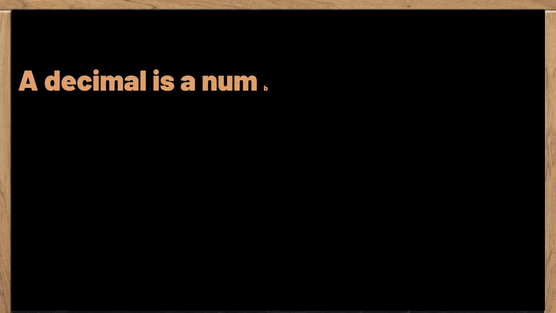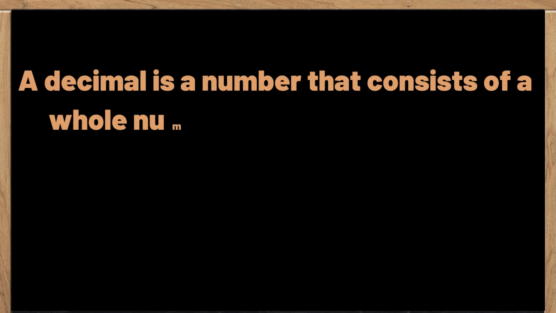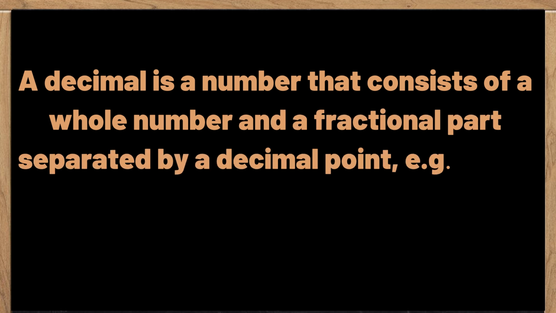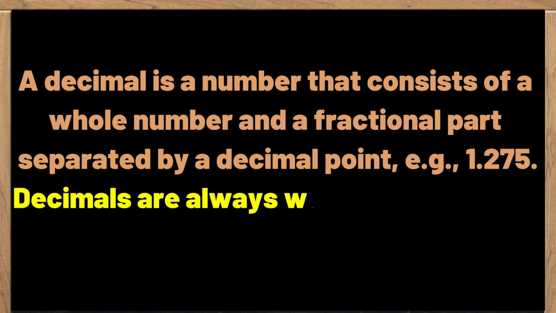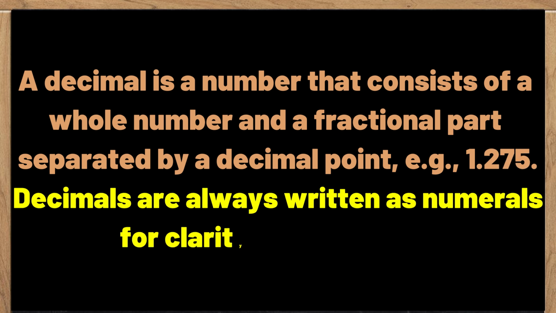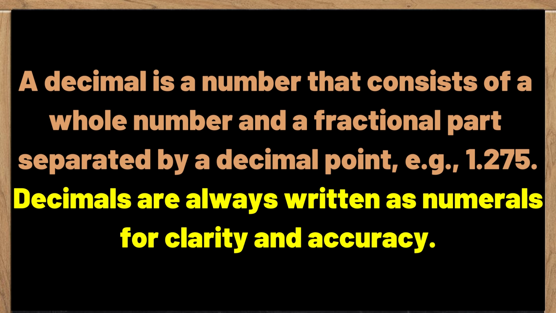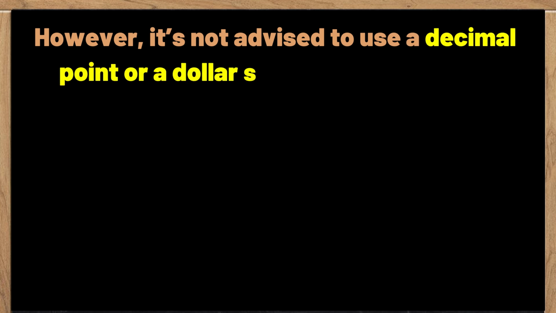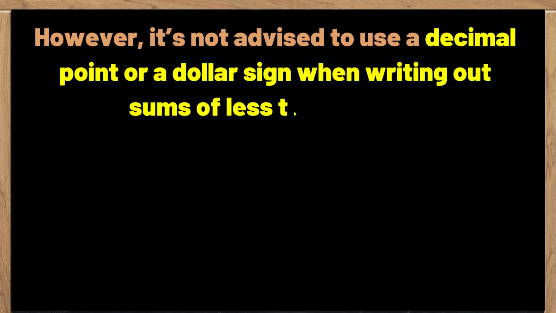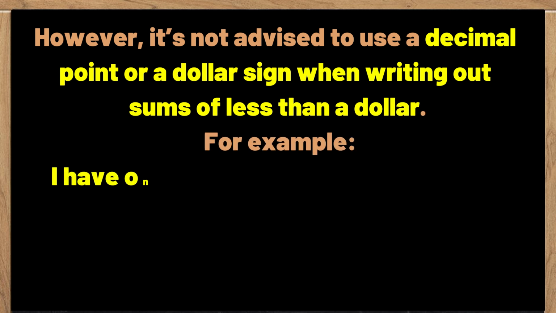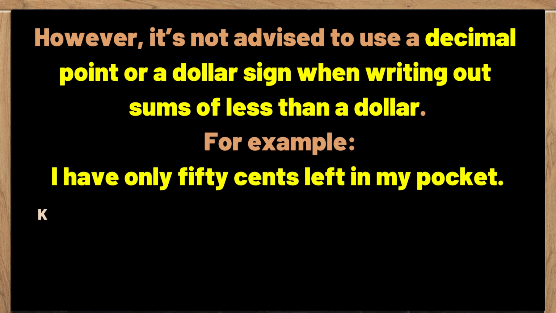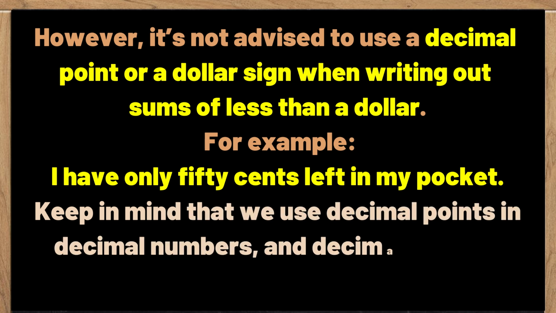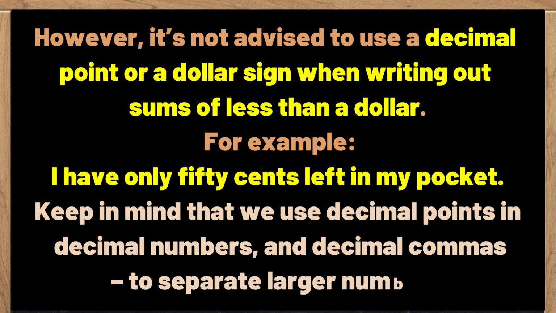A decimal is a number that consists of a whole number and a fractional part separated by a decimal point. Example, 1.275. Decimals are always written as numerals for clarity and accuracy. However, it's not advised to use a decimal point or a dollar sign when writing out sums of less than $1. For example, I have only 50 cents left in my pocket. Keep in mind that we use decimal points in decimal numbers and decimal commas to separate larger numbers.